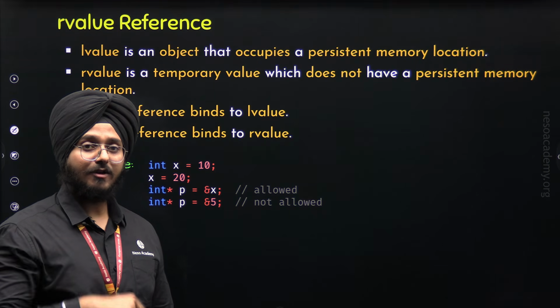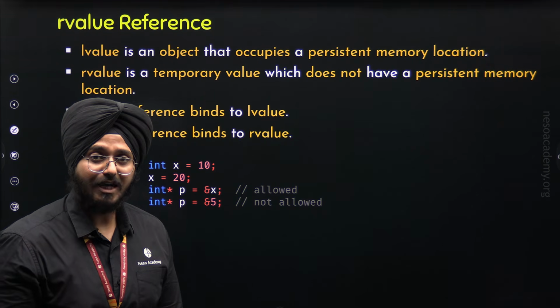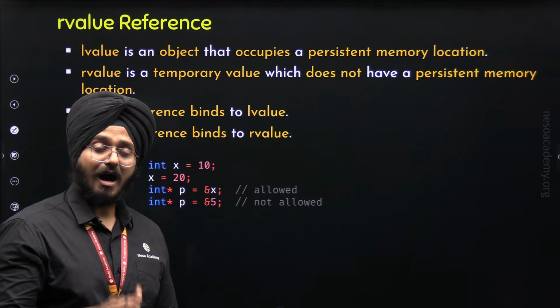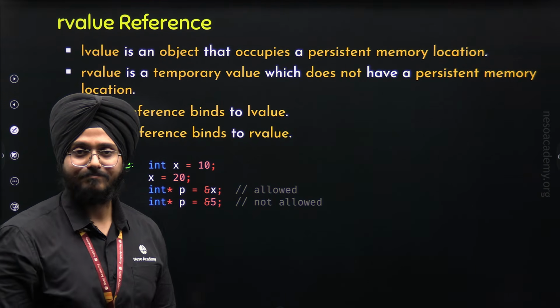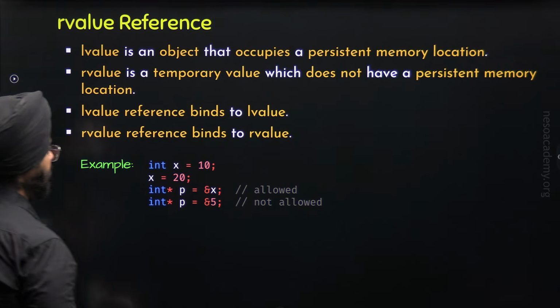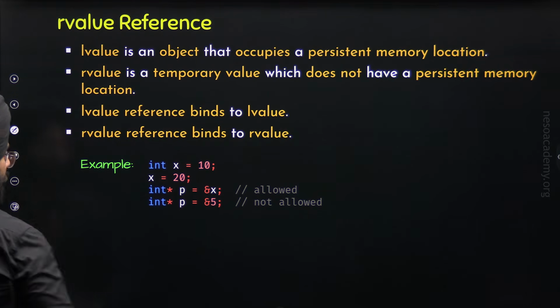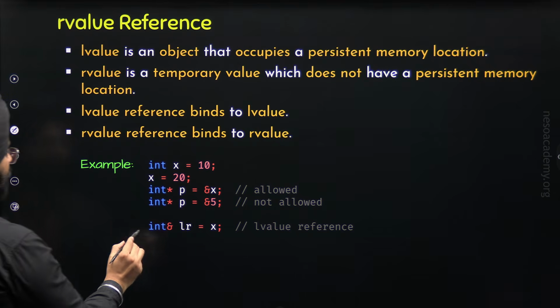An lvalue reference cannot be the reference of an rvalue. Similarly, an rvalue reference cannot be the reference to an lvalue. Now to make this more clear, let's consider one example. Here I have written this line.